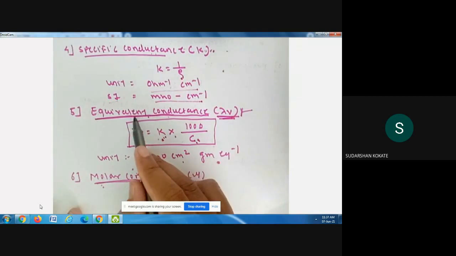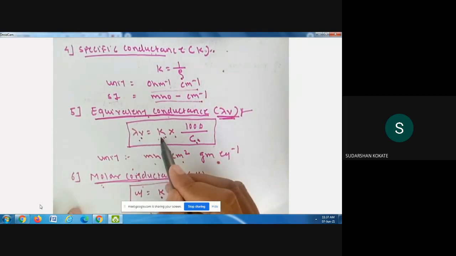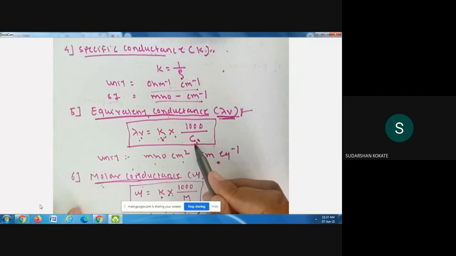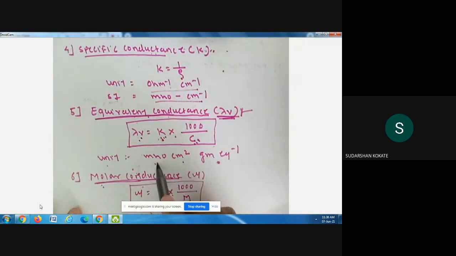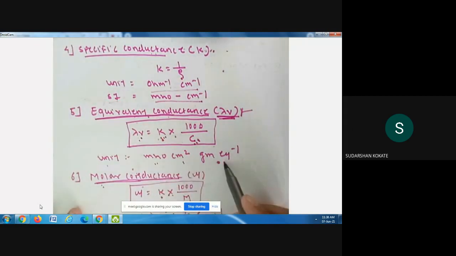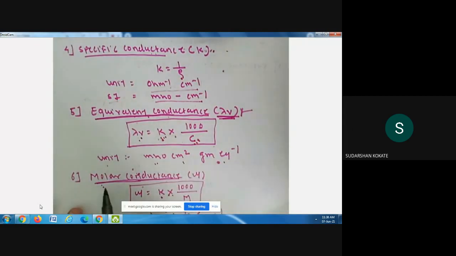Lambda V stands for equivalent conductance. K stands for your specific conductance, and C stands for your concentration in terms of normality. So the unit is moles centimeter square gram equivalent inverse.